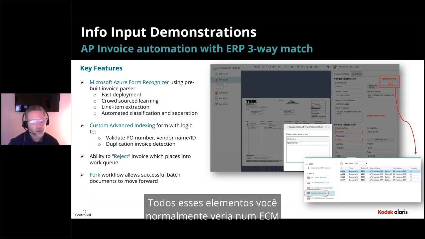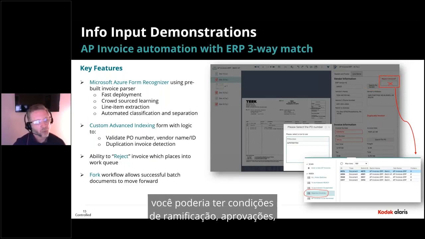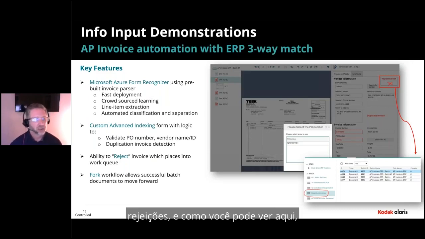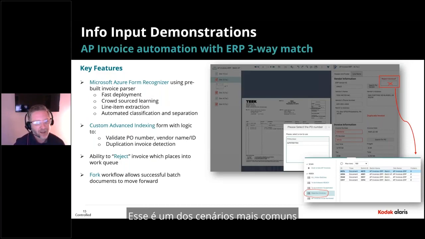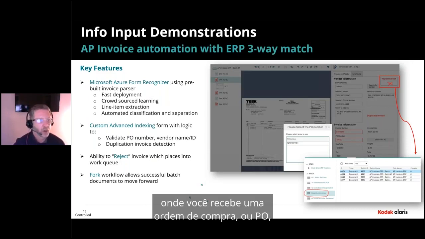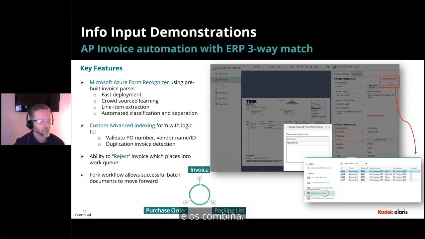So all of these different elements you would typically see in an ECM or a workflow, we can actually do both. In our job workflow, you could have branching conditions, approvals, rejections, and as you can see here, we can do data validation with an ERP system. That's one of the more common three-way match scenarios, where you're taking a purchase order, a packing list, and an invoice, and matching them together.